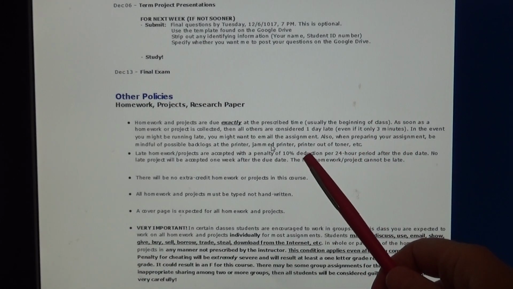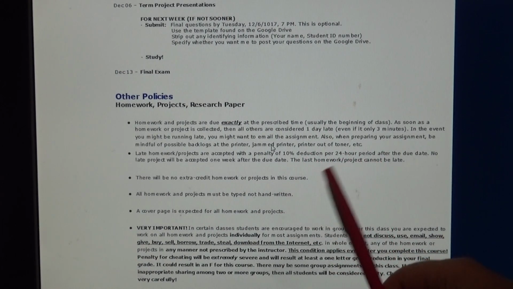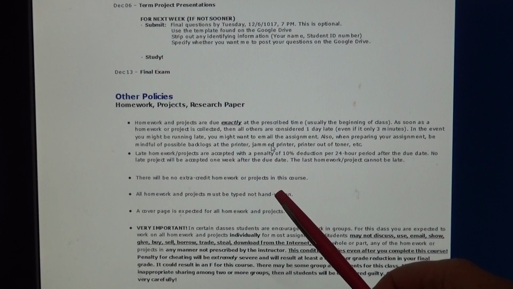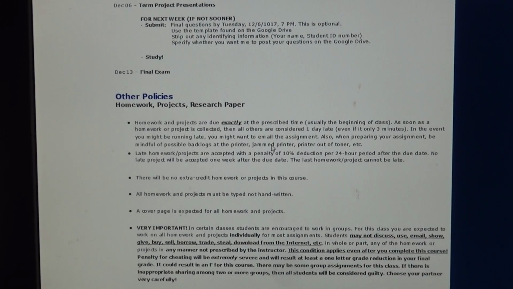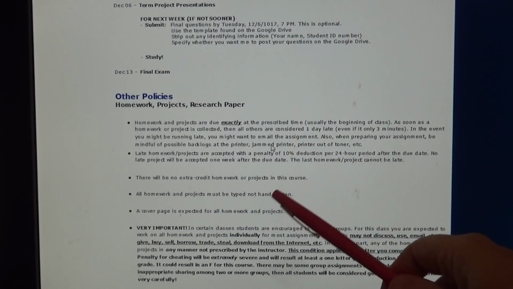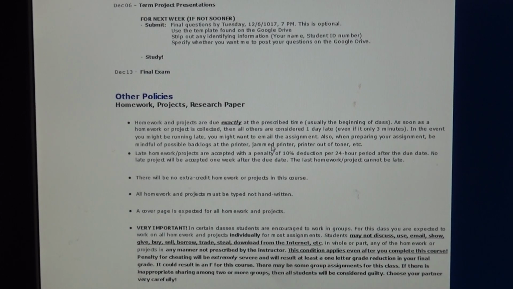If you are late, then there's a 10% deduction per 24-hour period. Okay, so try not to be late on the assignments. There will not be any extra credit assignments or projects in this class. Okay, all homework projects due must be typed, not handwritten. Okay, a cover page is expected for all assignments unless specified otherwise.